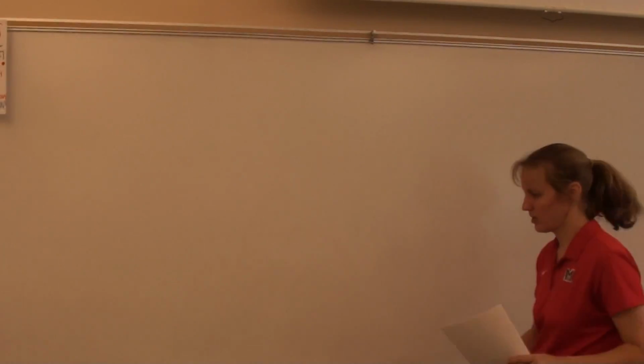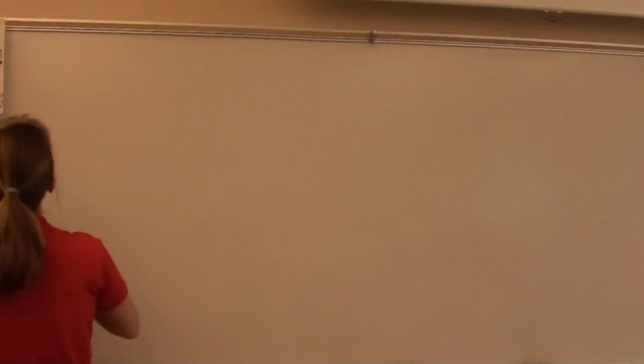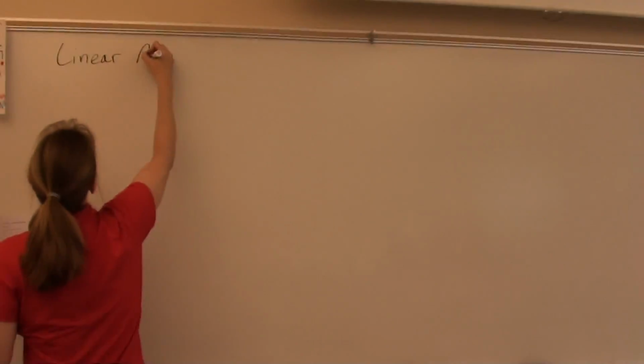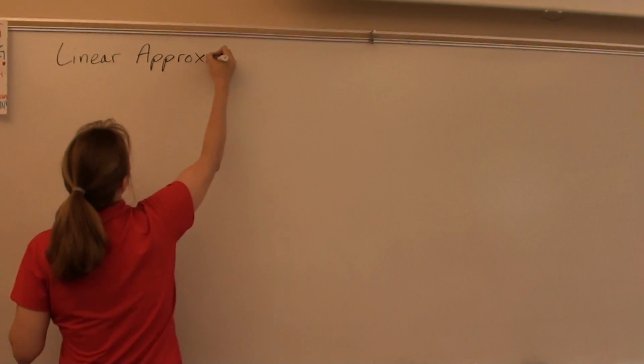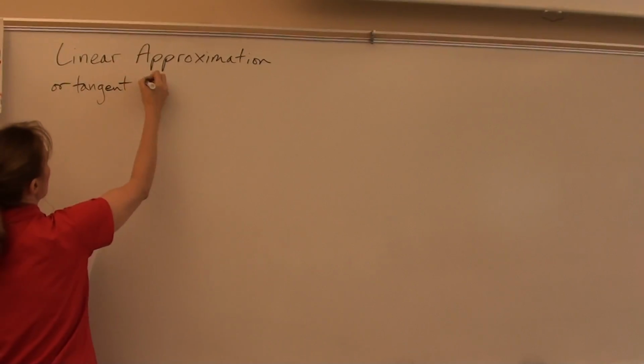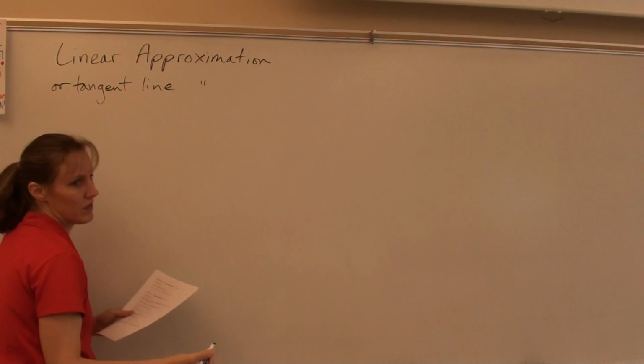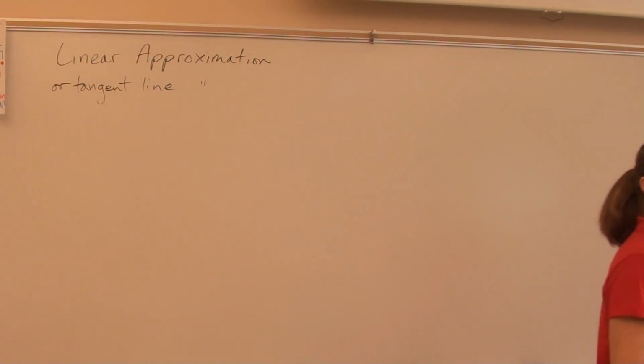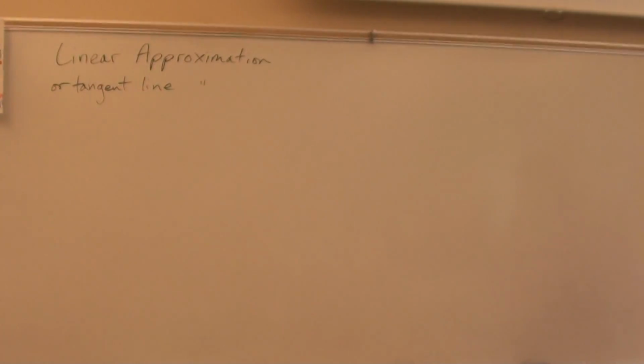All right. So here's our first example. If you want to label this, you can call it linear approximation, or you can call it tangent line approximation. I call it linear. Some people call it local linear approximation because you're using the linear approximation in a localized area on the function. So lots of names.